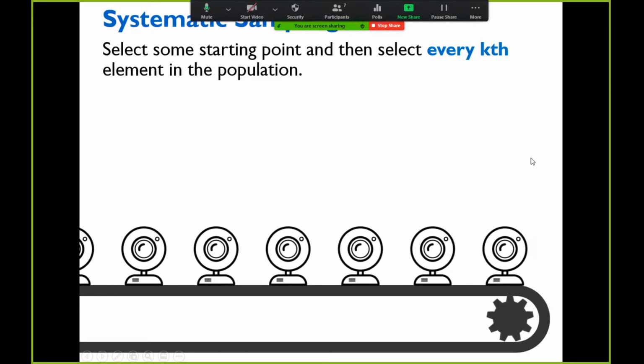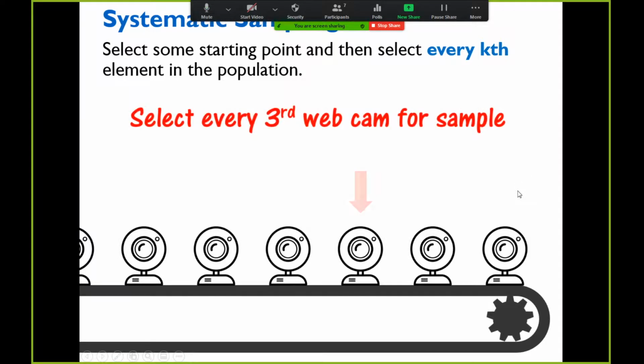you're in a manufacturing plant and you're selecting every third webcam to be a part of your sample to test for the quality of the webcams. So you don't want to test all of them, you just test every third of them, right? Every third webcam. So that's every kth. In this case, the kth would be the third, right? So every time you run into a situation where they're selecting every kth element, that's systematic.